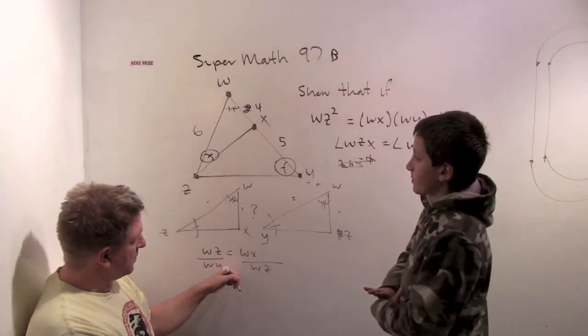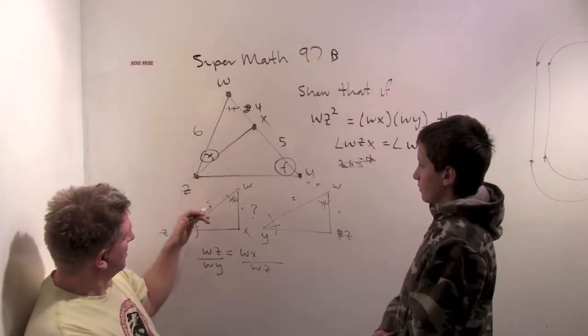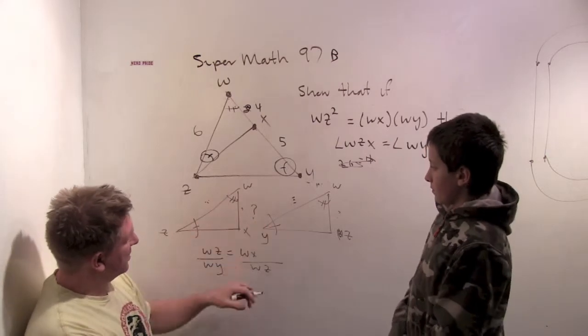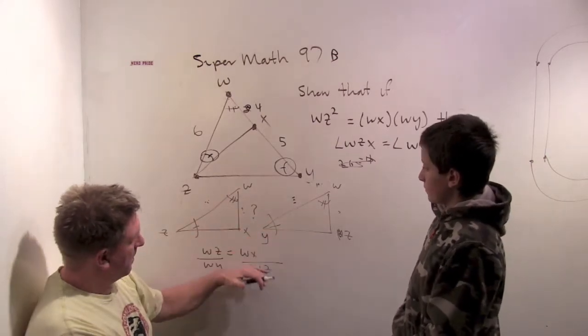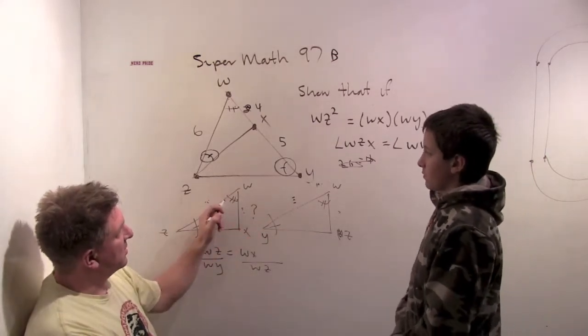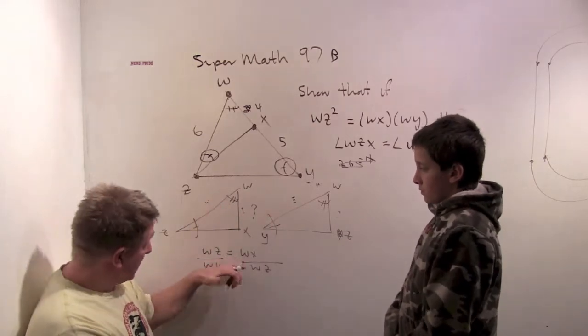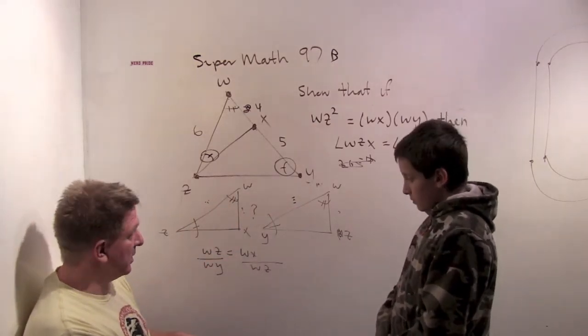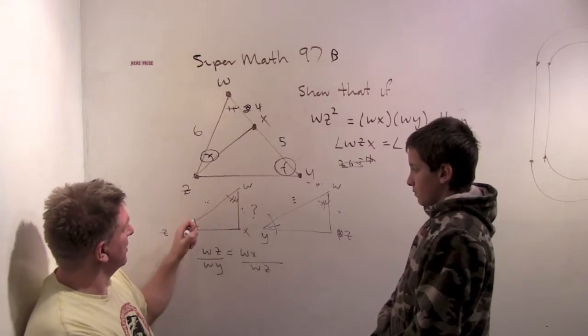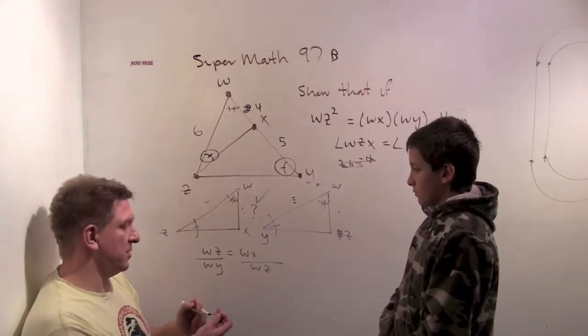But with numbers. You found them with numbers. So WZ to WY is the same as WX to WZ. Bam, bam, bam, bam. They share an angle. That is the definition of side similarity. It means these two triangles are similar. It does mean, indeed, that those two angles are the same.